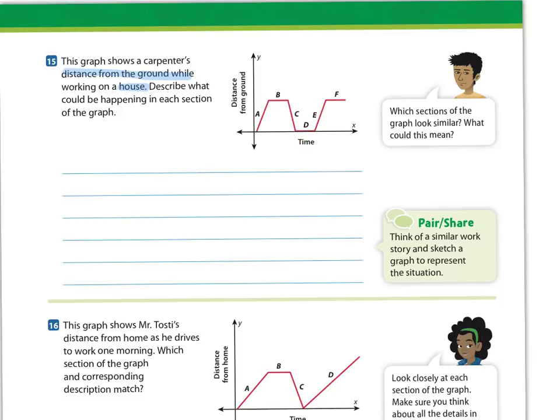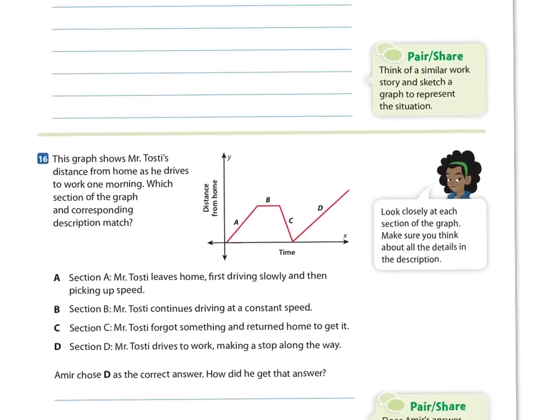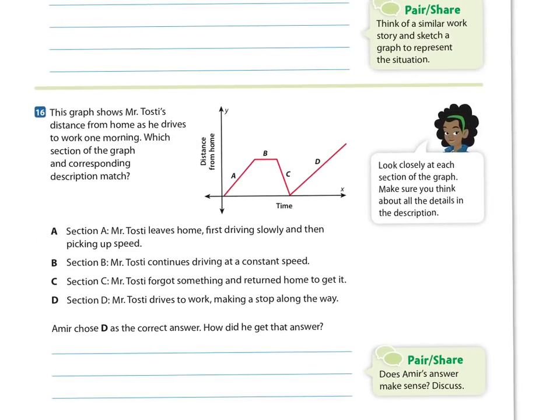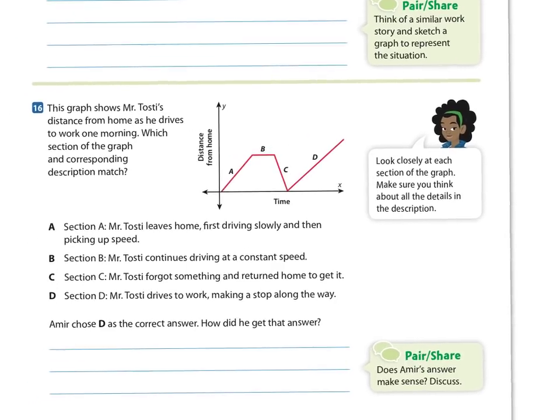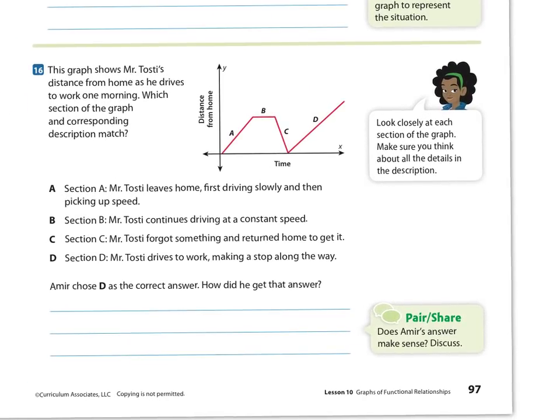Now let's go look at the next one. Let's look at number 16. This graph shows Mr. Tossi's distance from home as he drives to work one morning. Which section of the graph and corresponding description match? Okay, so now the first part is, let's pay attention to the bottom part where it talks about D. It says Amir chose D as the correct answer. How did he get the answer? Okay, so most likely this one is not going to be our answer.